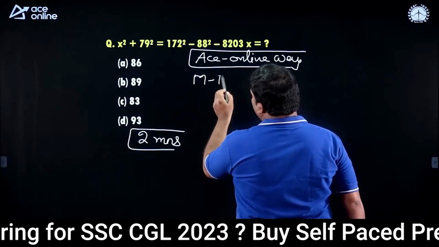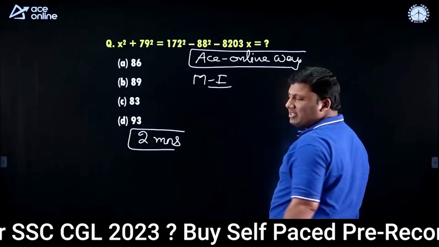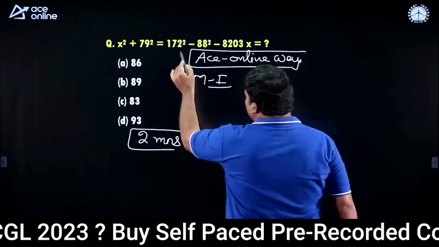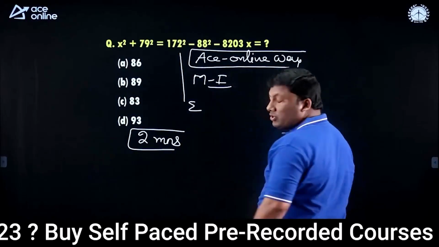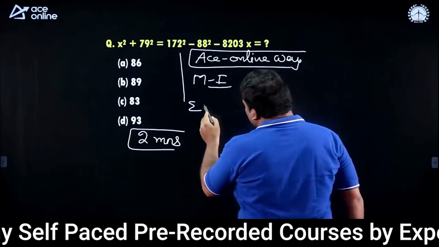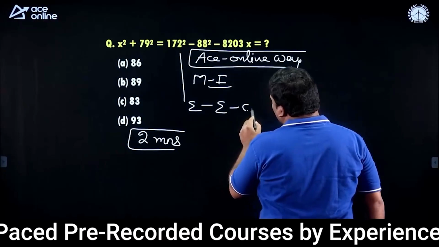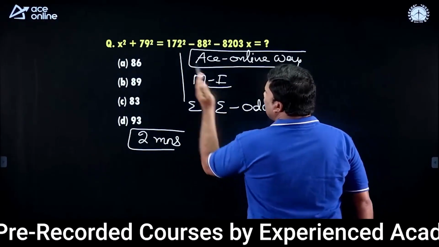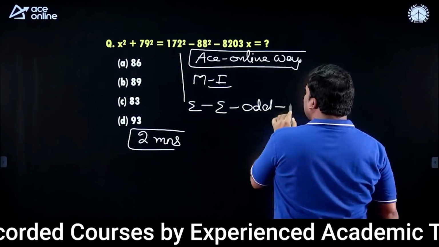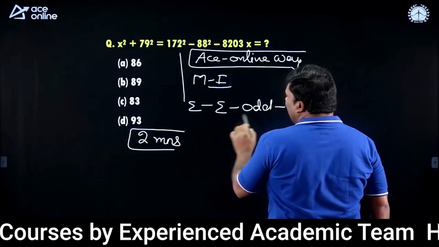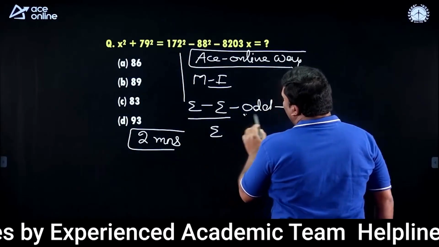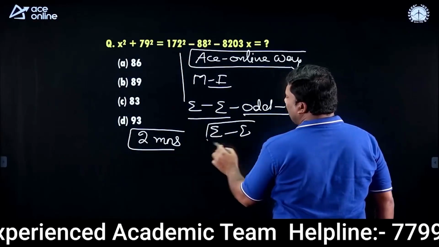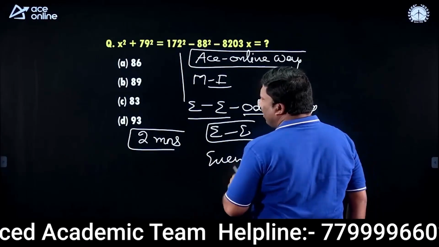Method 1. I do not need to know all these squares. 172 is an even number, and even square is even. 88 is an even number. 8203 is an odd number. 79, which comes on the right-hand side, is an odd number. Even minus even is even. Minus of odd plus odd is even. So the answer should be an even number.